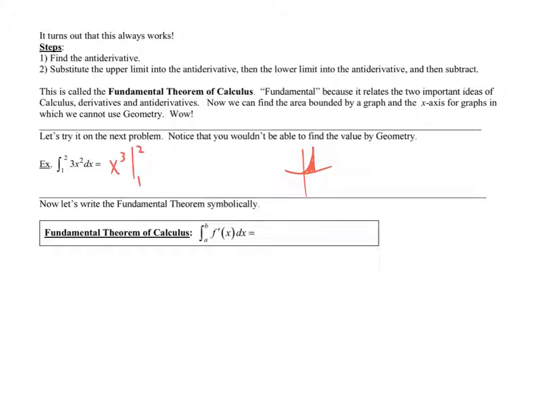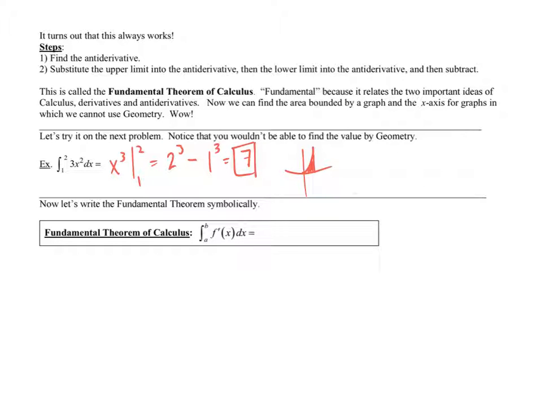So when I draw this vertical bar, I'm saying I'm going to evaluate this from 1 to 2, which means I'm going to plug in my upper limit first. So that will be 2 cubed. Subtract and plug in my lower bound, which would be 1 cubed. And this is going to equal 7.